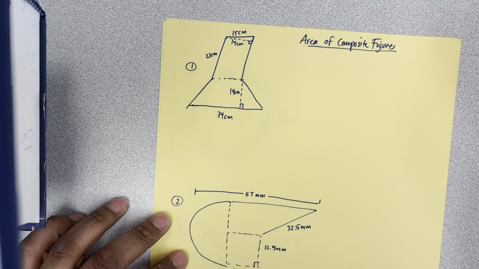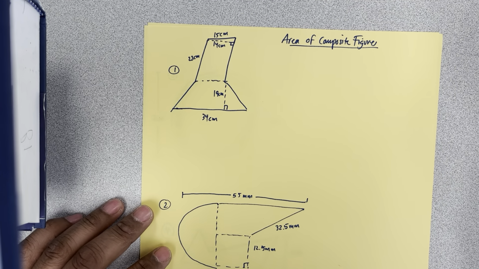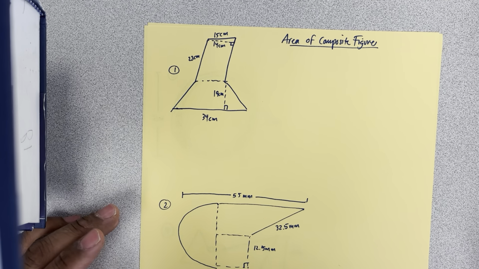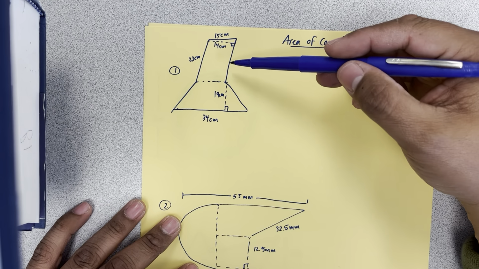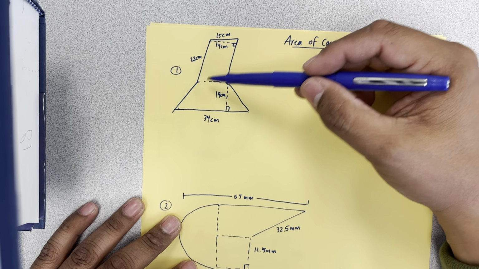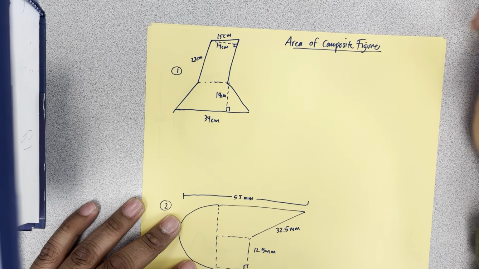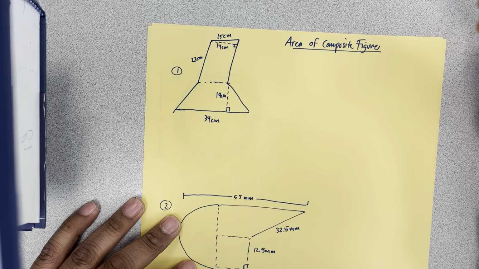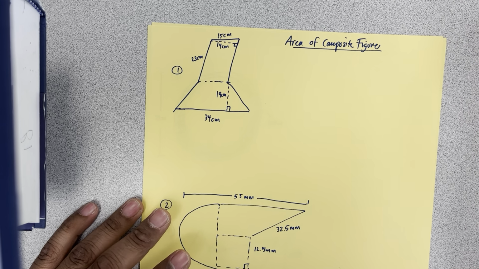Hey guys, so we're going to go over the area of composite figures. We know how to find the area of just individual figures, but here we're going to have figures that are put together. For example, this one, we have a parallelogram with a trapezoid. So in this case, we're going to figure out the area of them individually and then add them up. So let's jump right into it.